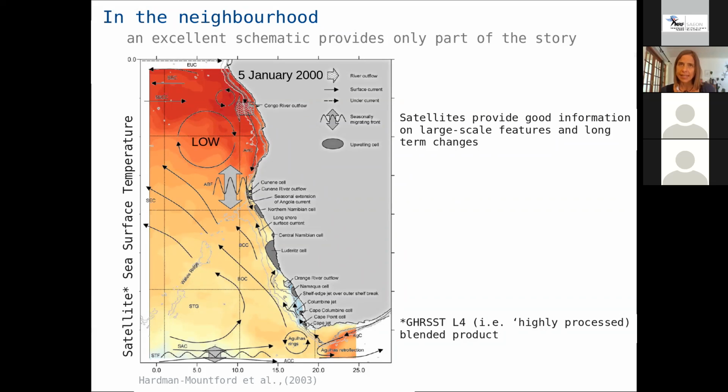The problem with satellites is that they're not perfect, and a lot of processing goes into these images. So this happens to be a daily average from a very processed product. This is a level 4 processed blended product, and we note that there are no data blanks. The information is also quite smoothed.